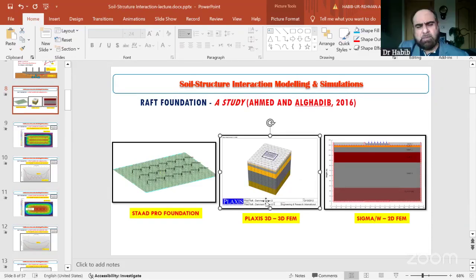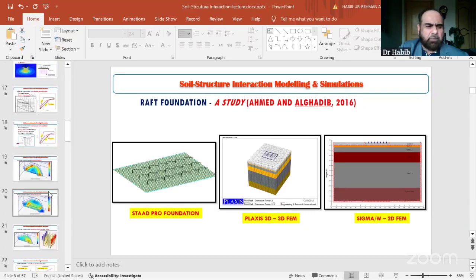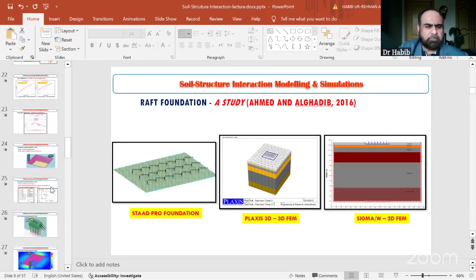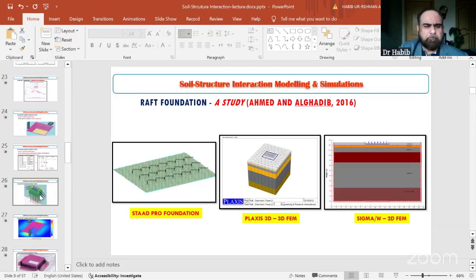Okay, sir, the first part relates to the presence of, for example, a loose layer.